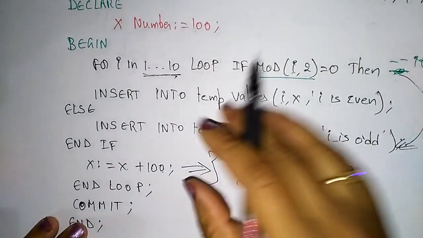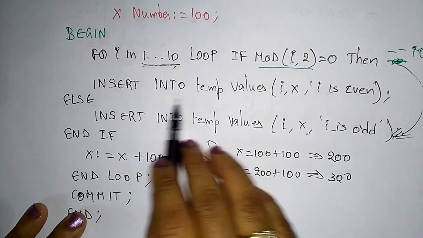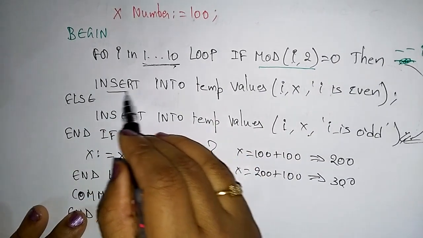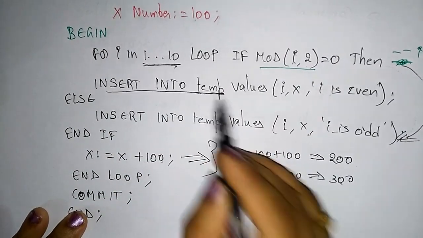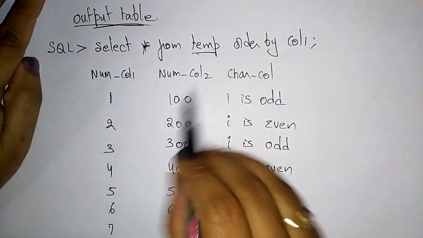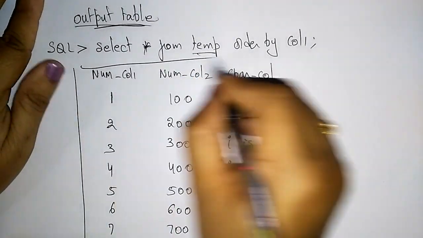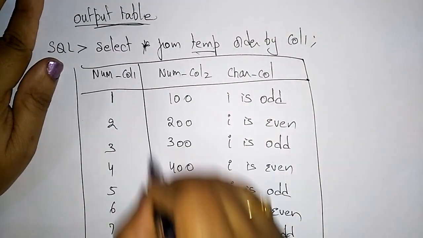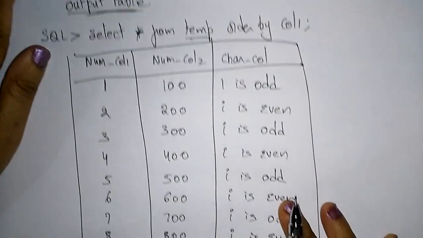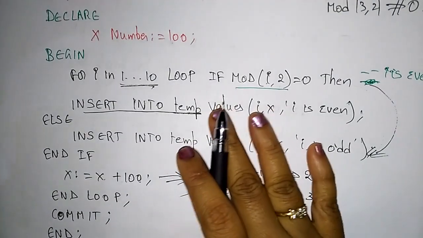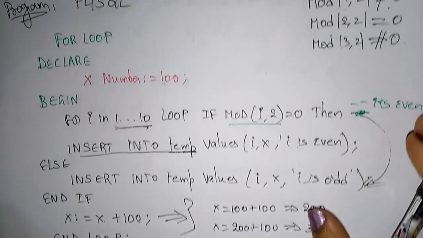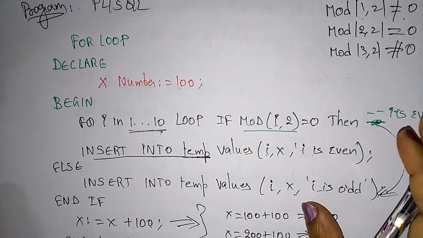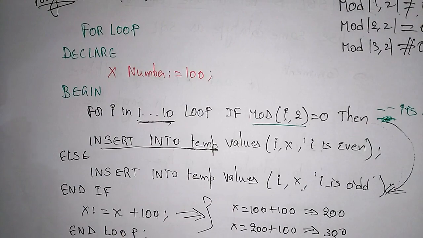So for 1 to 10, it is inserting the values into the temp table. In this table the values are inserted by using the for loop. So this is how you have to write the PL/SQL program. Thank you.